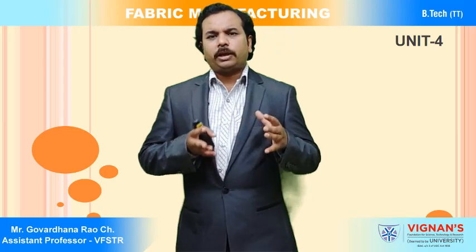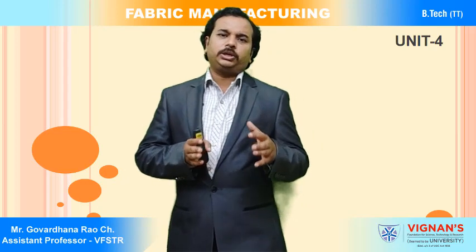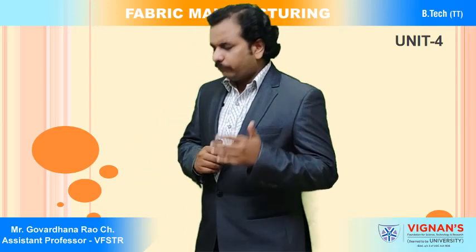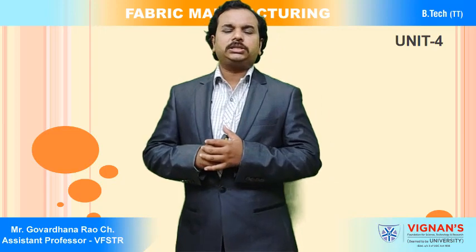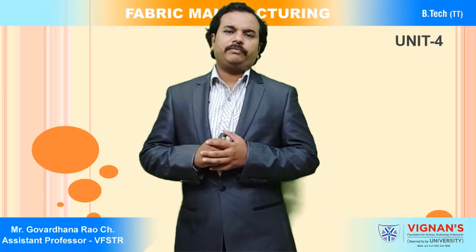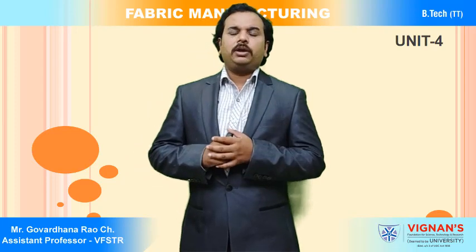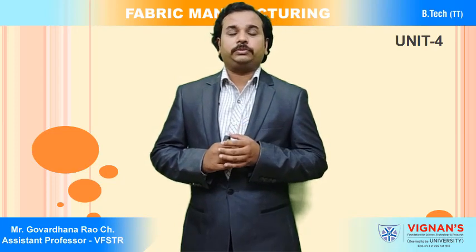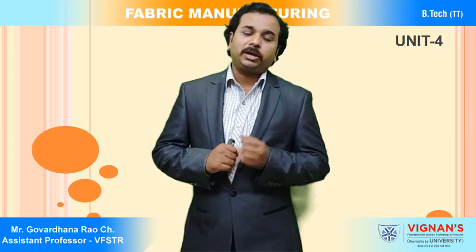Okay, so this is all about the first unit to the third unit. Now we will start the fourth and fifth units. Particularly in unit number 4 and unit number 5, we are going to discuss the unconventional looms. Unconventional looms are nothing but shuttleless weaving technology.